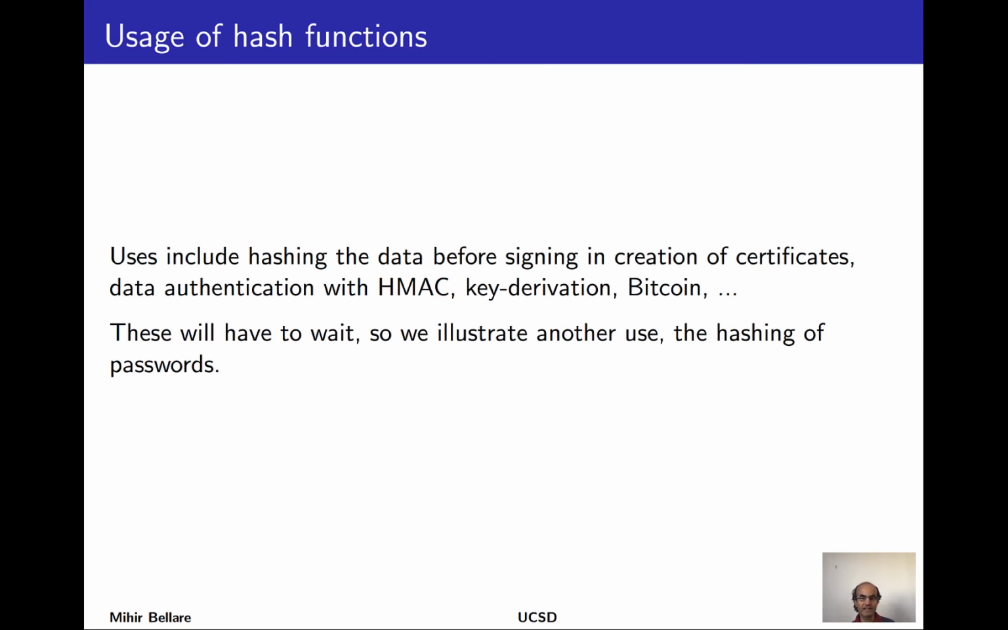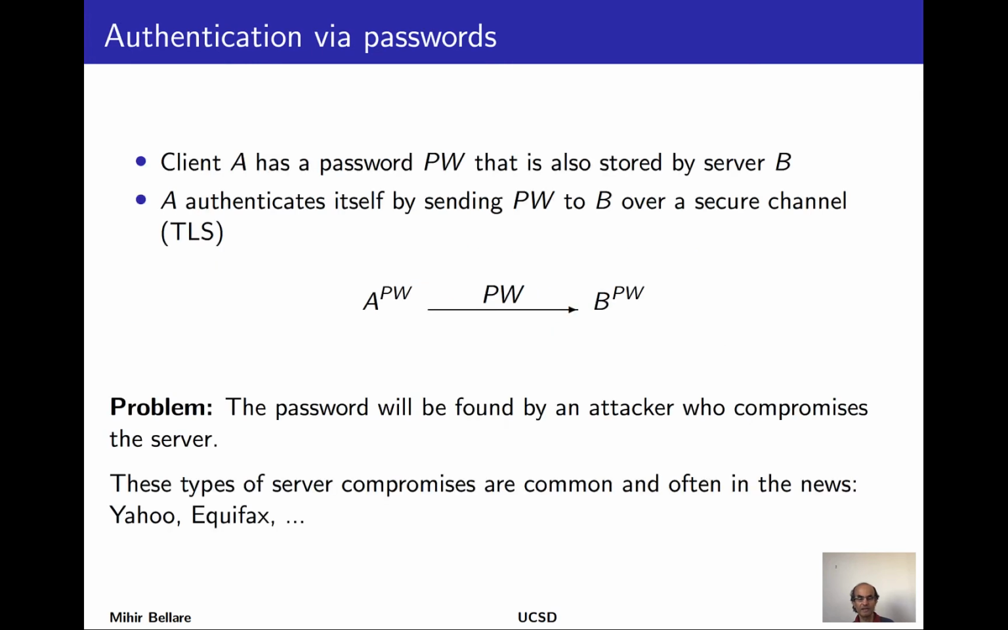Now, we've already mentioned that there are some very interesting and important usages of hash functions, like creation of certificates, HMAC. It's also used for key derivation in TLS, Bitcoin. But all of those are kind of ahead of us. We need more machinery before we can talk about them. And so in order to not leave us hanging without any concrete application, let's discuss some other possible uses of hash functions, specifically password hashing, which is a very important application.